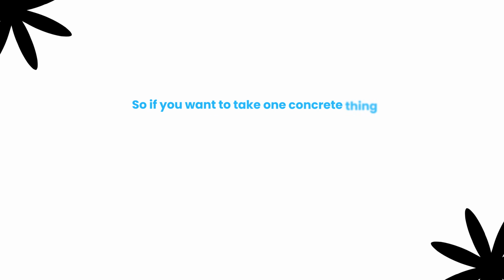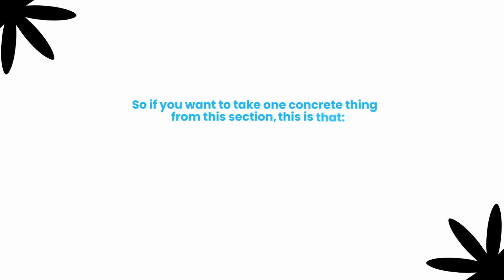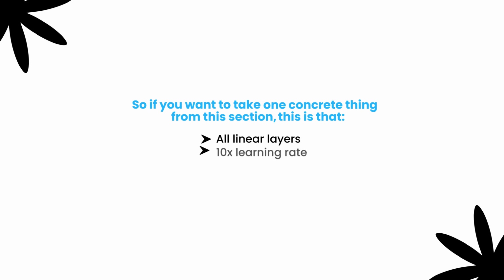And they were specific about what right means. Apply LoRA to all the linear layers, not just the attention layers like the old tutorials told you, because attention only underperforms even if you crank the rank. And the other thing is, use a learning rate roughly 10 times higher than what you would use for a full fine tuning. Those two changes are the difference between LoRA feeling like a hack and LoRA being a dependable default. So if you want to take one concrete thing from this section, this is that. All linear layers and 10x learning rate.